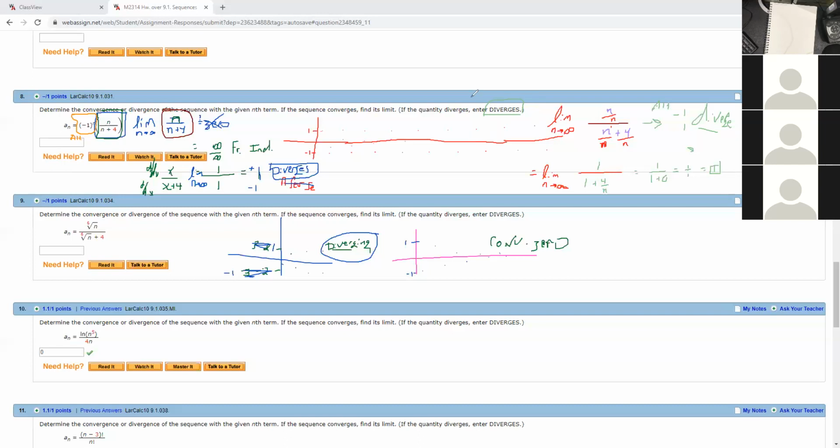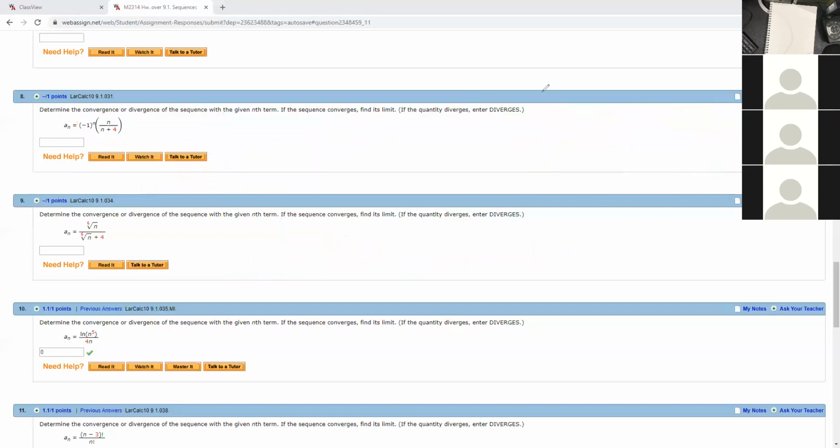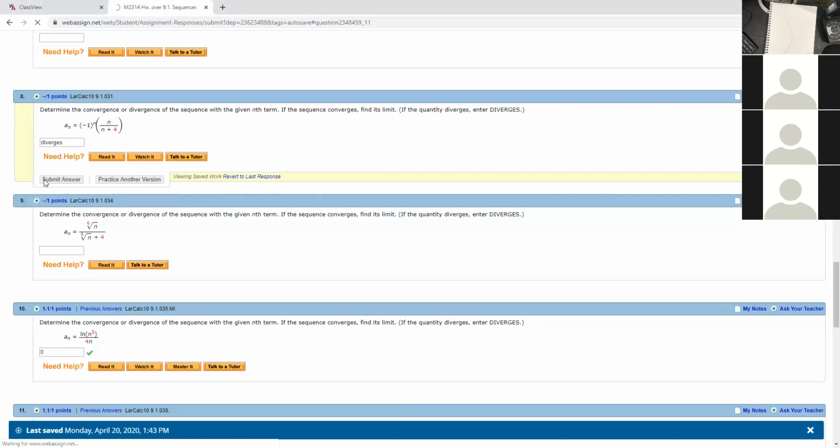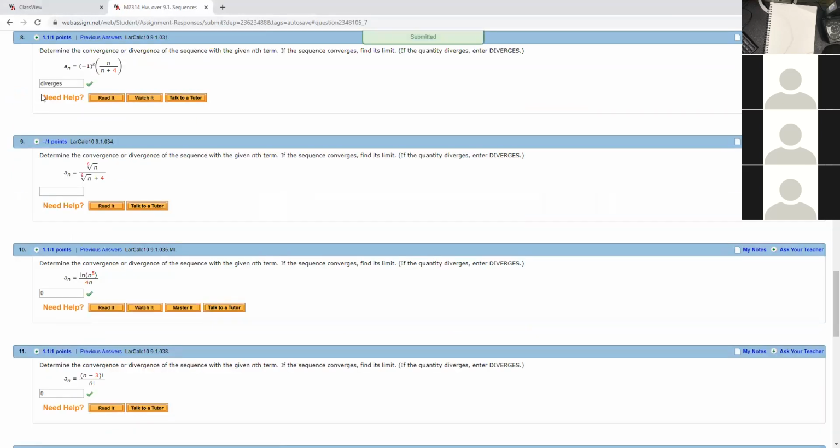So, yeah, so clear. And this one was diverges. And I didn't capitalize it, so we'll find out if it doesn't like that. It might mark it wrong, but it didn't.